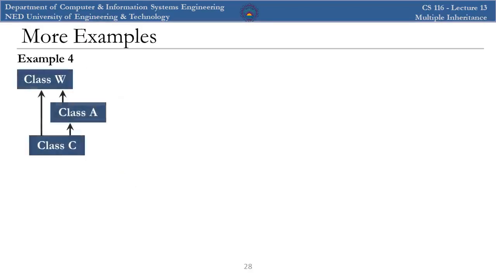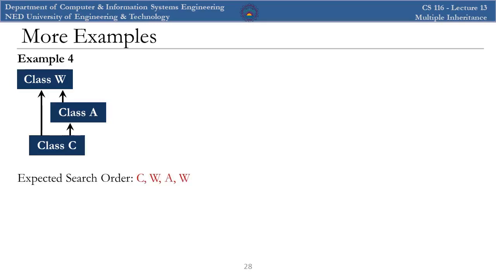This is the last example, and I would highly suggest to pause it right here and then try to guess the order. There is no question about class C. Class C will be searched first. After that, we have class W as its left parent. So let's access class W. Then we'll come to class A, and then class A's parent is again W. So W will be searched again. So this is the expected order.